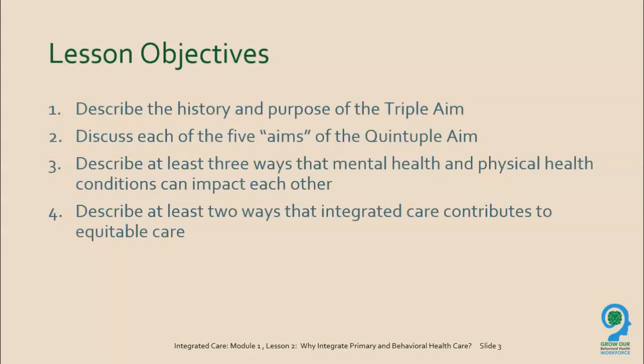Lesson objectives. Students who successfully complete this lesson will be able to describe the history and purpose of the triple aim, discuss each of the 5 aims of the quintuple aim, describe at least 3 ways that mental health and physical health conditions can impact each other, and describe at least 2 ways that integrated care contributes to equitable care.